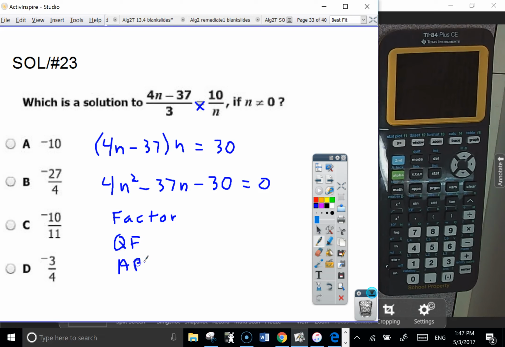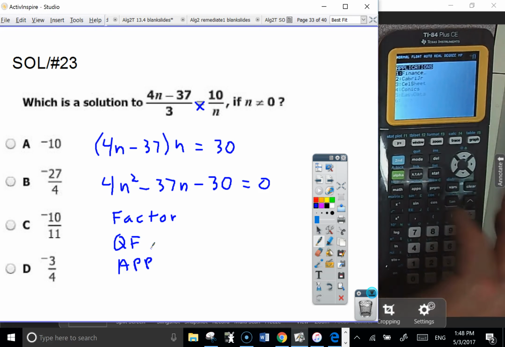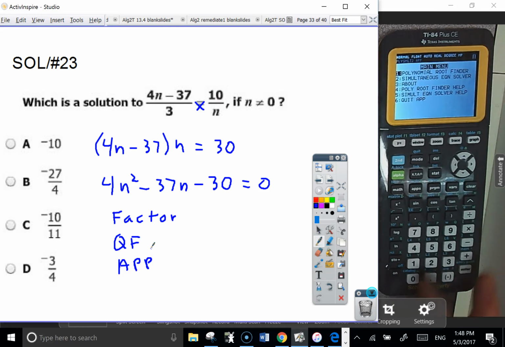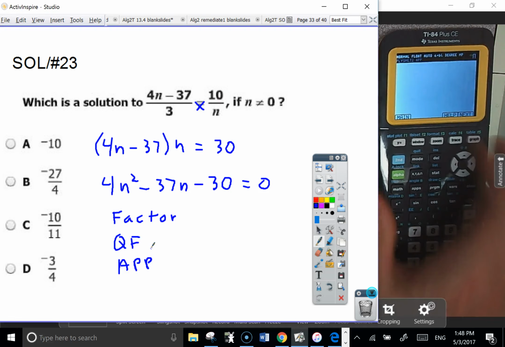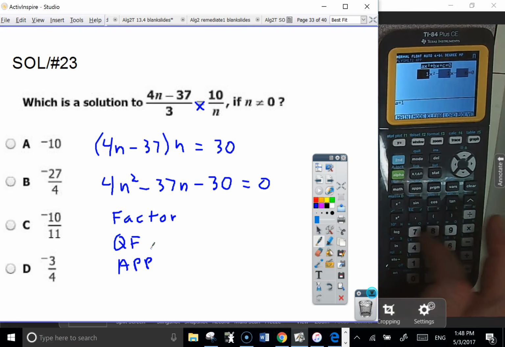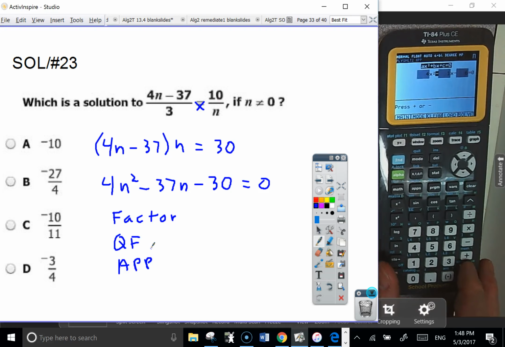You can use the app. That's a perfect kind of thing to use that app for. Go to the calculator. Apps, 8, 1. Next. So 4, enter, minus, enter, 37, enter. Need another minus, enter, and 30, enter. And then I hit solve. And it looks like negative 3/4 and 10.